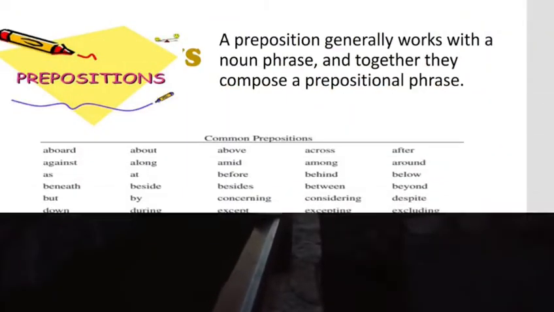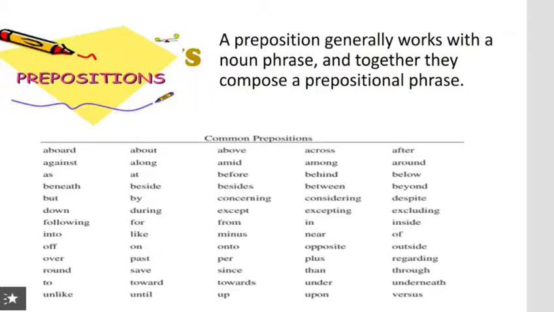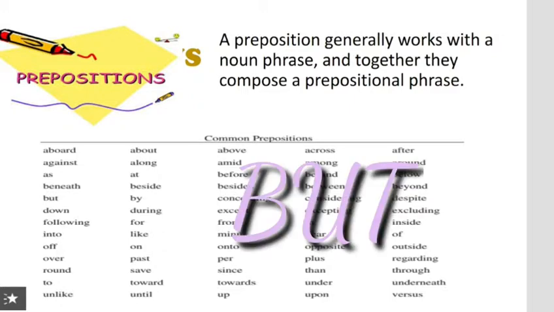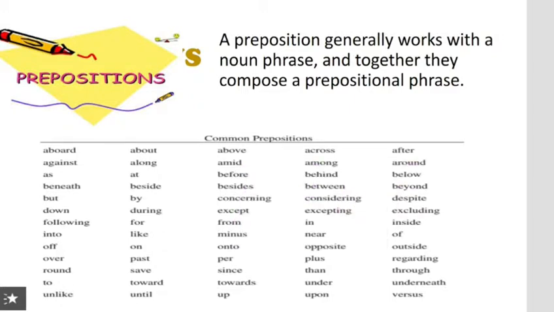Then we have preposition. A preposition generally works with a noun phrase, and together they compose a prepositional phrase. For example, aboard, against, as, beneath, but, down, following, into, of, over, round, and so on. We have more examples here.